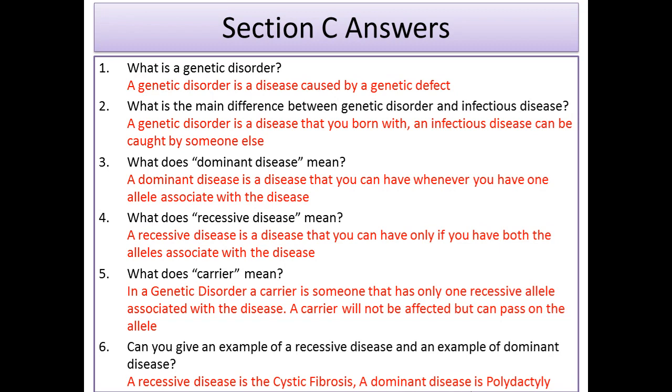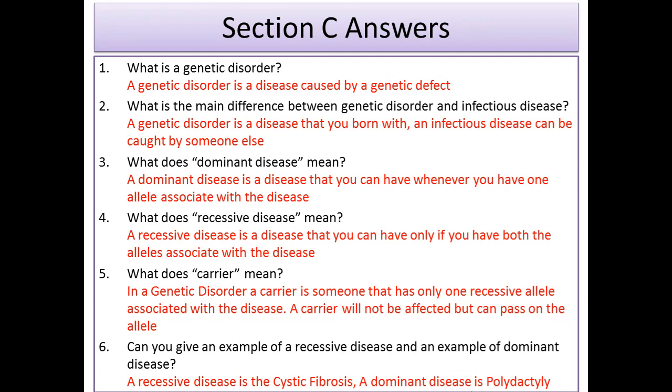Okay, what does dominant disease mean? A dominant disease is a disease that you can have whenever you have one allele associated with the disease, because the allele will be a dominant allele and you will need just one to show the feature. If the feature is a genetic disorder, of course, you will have the genetic disorder. What does recessive disease mean? A recessive disease is a disease that you can have only if you have both the alleles associated with the disease, like cystic fibrosis, okay? Because it is a disease related with a recessive allele. If you have both the recessive alleles, you will show the disease.